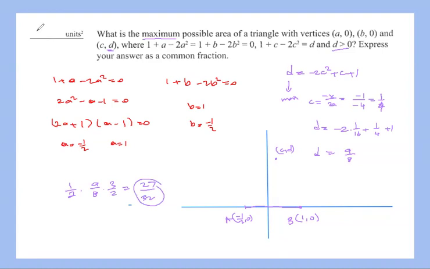So that wasn't too bad, to be honest, but it wasn't really obvious to see how we can use this algebraic equation with the area of the triangle in the coordinate plane and stuff. So I hope that was clear. I'll see you in the next video.